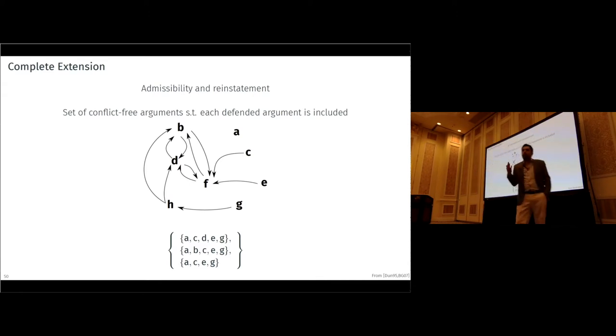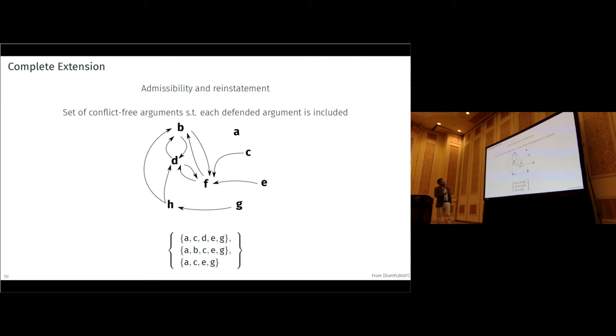And now we want to combine the principles I mentioned before in order to provide semantics that can identify a set of arguments that are collectively acceptable. So a possible way of doing that is to derive what is called a complete extension that satisfies admissibility and reinstatement. So in essence, it's a set of conflict-free arguments such that each defended argument is included, which means that in this case, A, C, E, and G are always part of each of the complete extensions here.